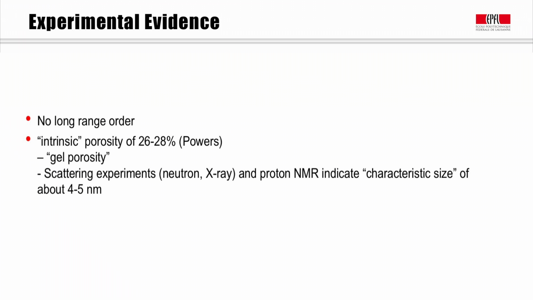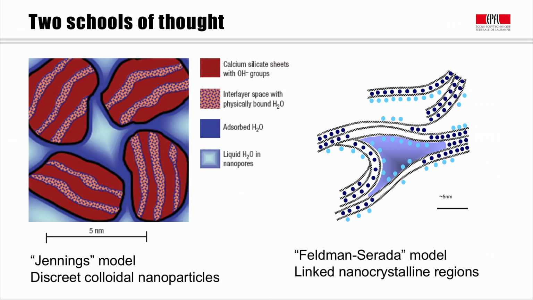And now, in the last 20 or so years, we've had a lot of evidence from different scattering experiments, from neutron scattering, from small angle X-ray scattering, and most recently from proton NMR, which indicates that this gel porosity has a characteristic size of about 4 to 5 nanometers. And if we look at the kind of spectra we have from proton NMR, then we can see this specific peak.